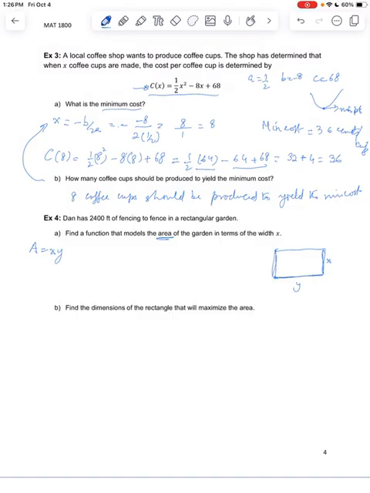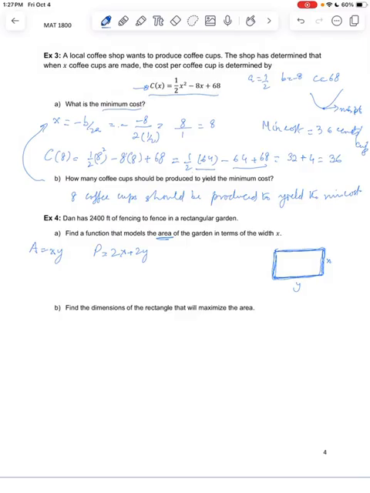This is the perimeter. So the perimeter P is equal to 2x plus 2y. Now, one of these things is given to us, either the value of P or the value of A. So you read the question again.